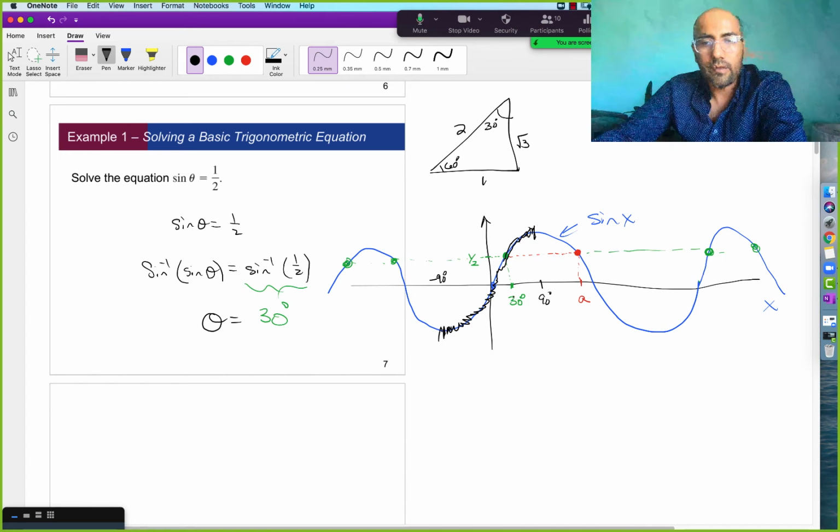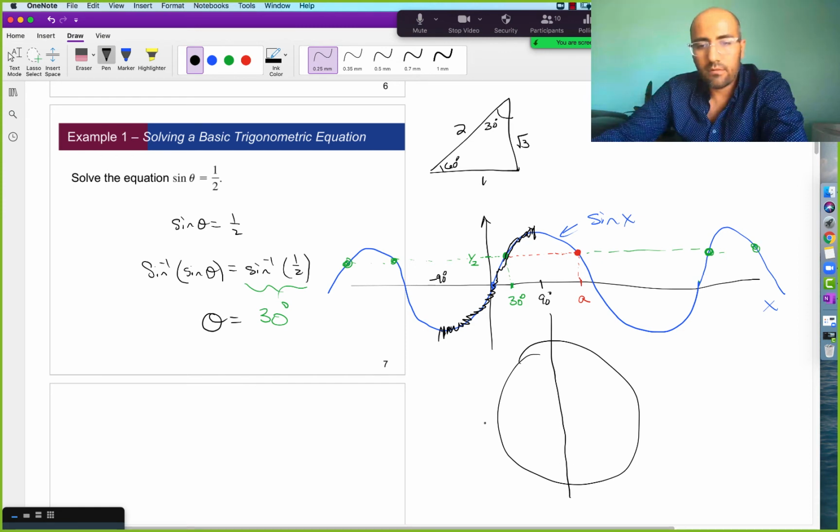Good. So that's how we got this answer. But we have to be aware of that because we want all of the answers. Good? Good. Questions? So now going back to the unit circle, kind of a combination of knowing the sine function and being aware of where you are on the sine function, and then a combination of knowing the unit circle description of sine and cosine functions.